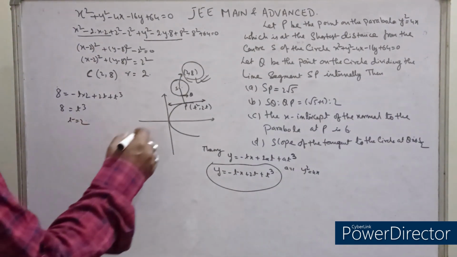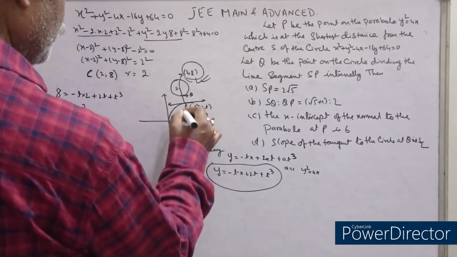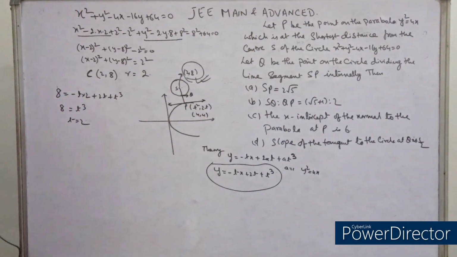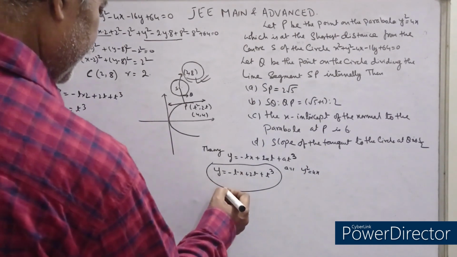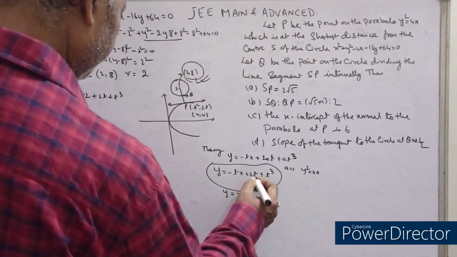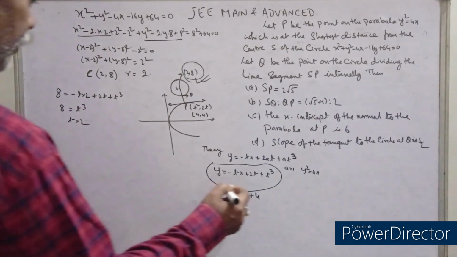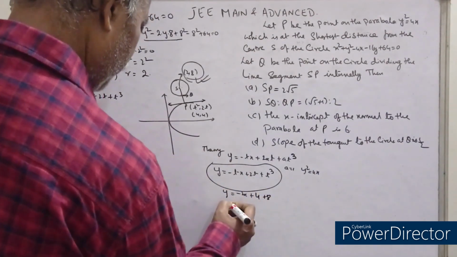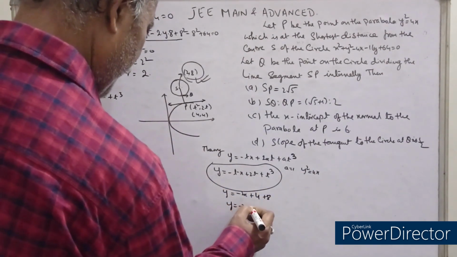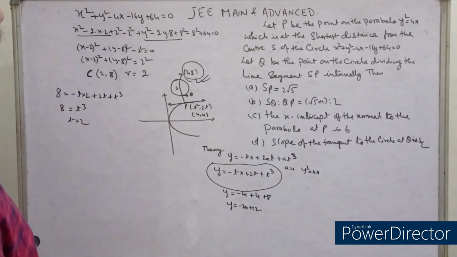So where t is 2, here your point will be (4, 4). This is your coordinate of point P. Now I have got the coordinate of point P, and if we place the value of t here, this will be y = -2x + 4 + 8. So this will be y = -2x + 12.